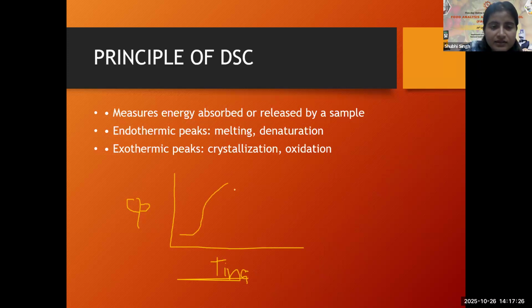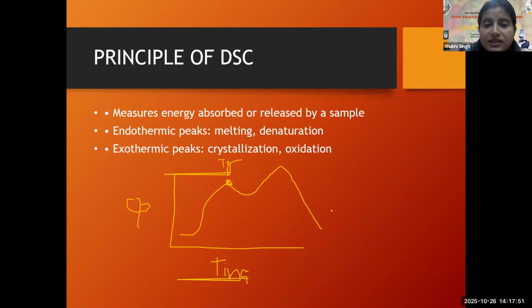We can get a graph like this, then this, and there will be a decline. So this peak will be known as Tg, or the glass transition temperature. We will be discussing it in the next slides.